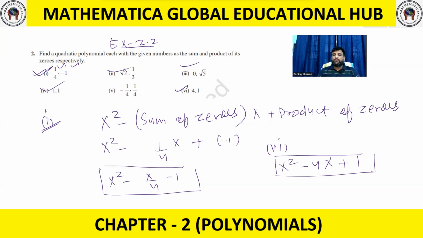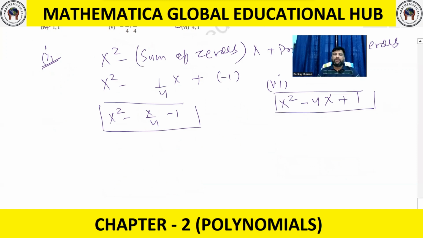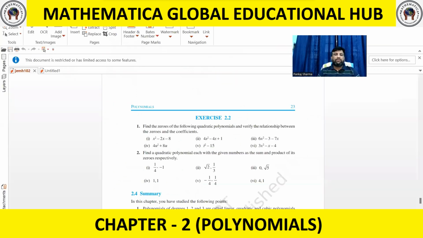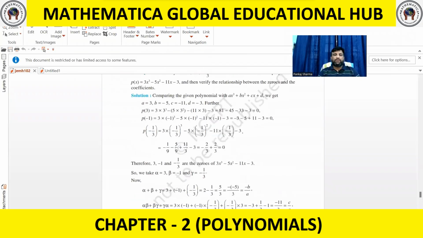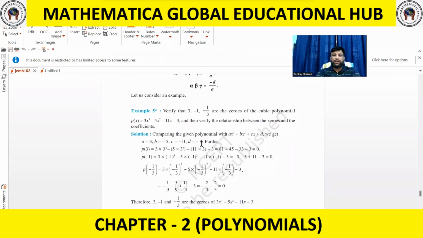Now we are going to discuss the verification of the relationship between the coefficients and zeros for the cubic polynomial. One question is given in the NCERT, and I want to show you in the examples. Here you can see in example number 5 the zeros are 3, minus 1 and minus 1 by 3.